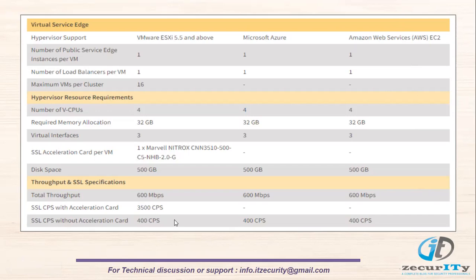Zscaler always recommends horizontal scaling, not vertical scaling. Instead of changing the CPU from 4 to 8 or memory from 32 to 64, we have to create multiple virtual service edges in order to handle your load. It's always recommended to have horizontal scaling, not vertical scaling.